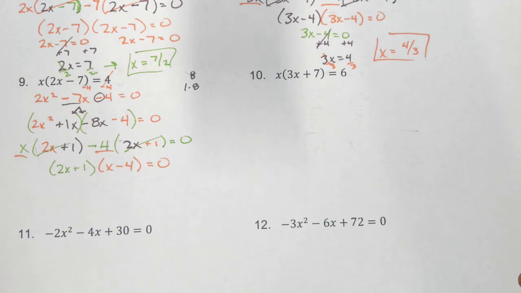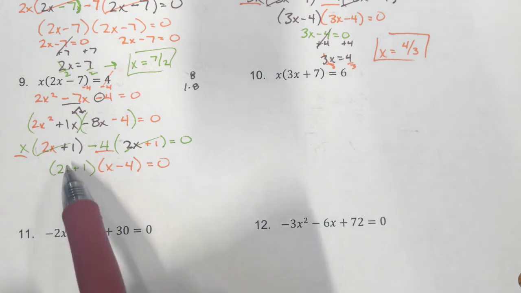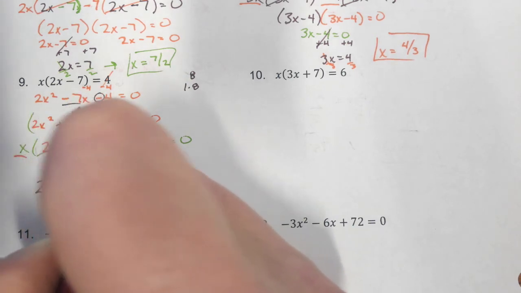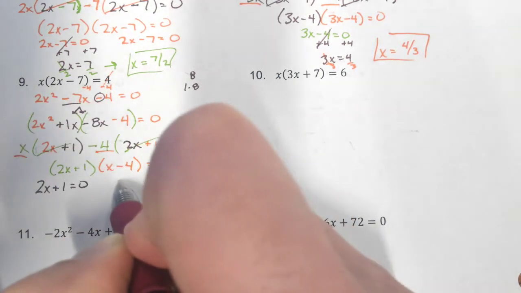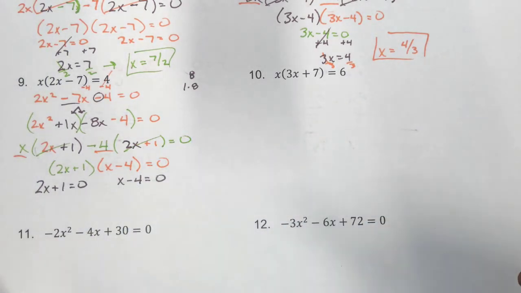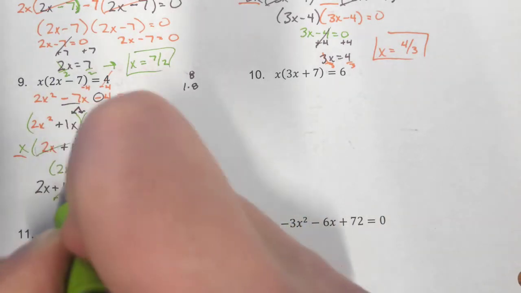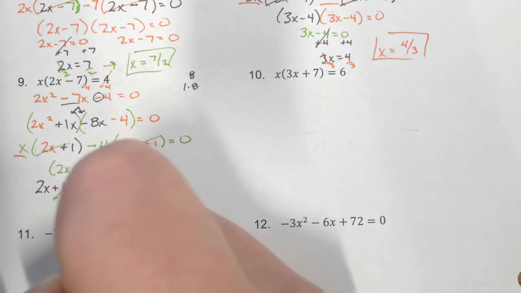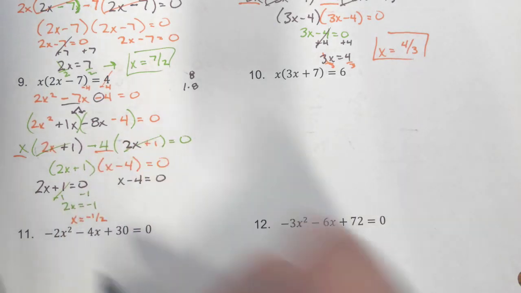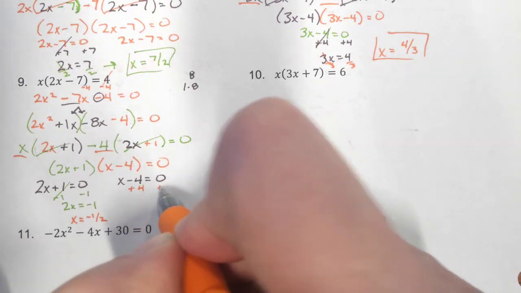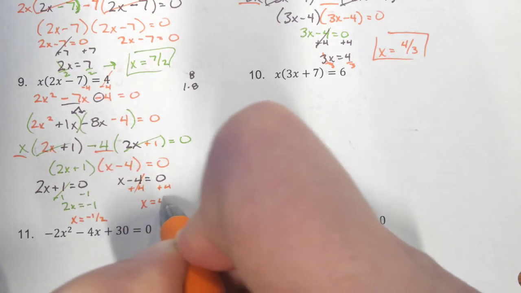So now that we've got it completely factored, we take each factor and individually set them equal to 0. 2x plus 1 equals 0, the first factor, and x minus 4 equals 0, the second factor. So this one takes 2 steps. First, you would subtract 1 from both sides, and 2x equals negative 1. Divide by 2, and x equals negative 1/2. The second one, you just have to add 4 to both sides of the equation, and x equals 4.